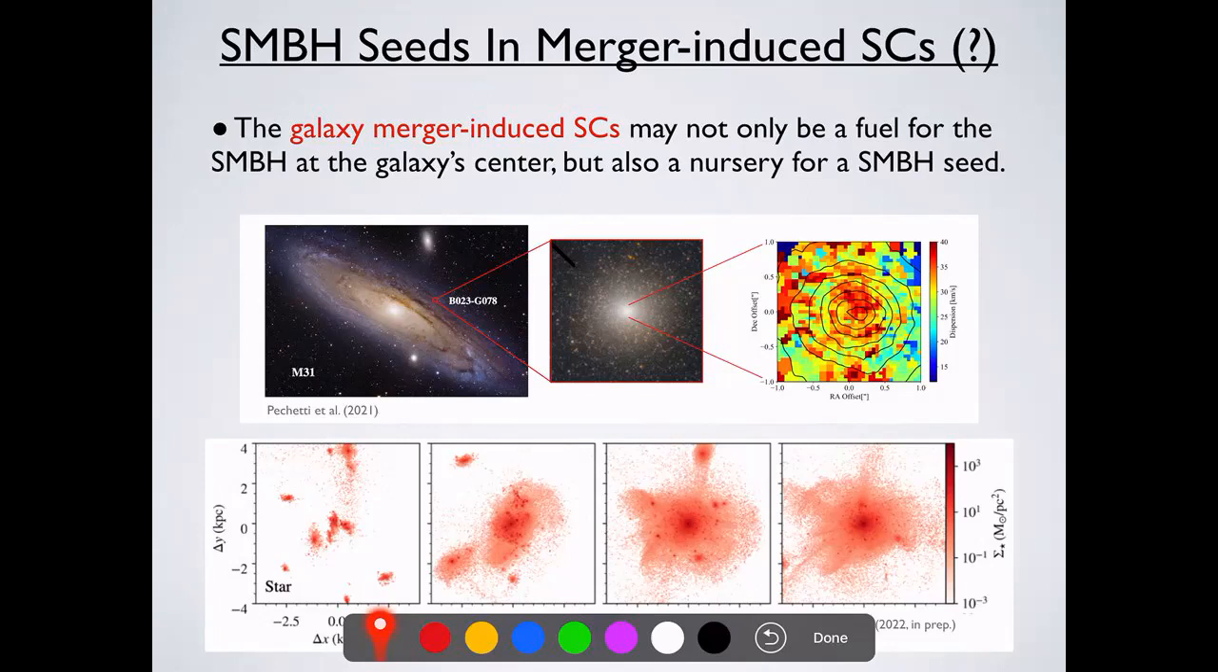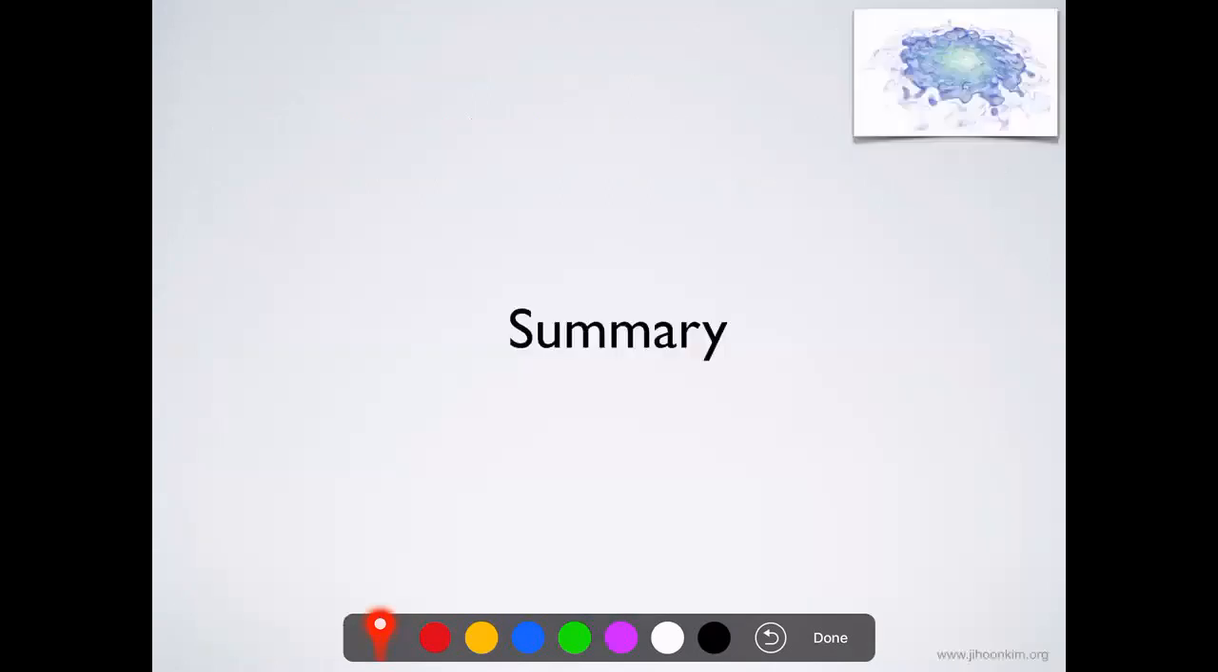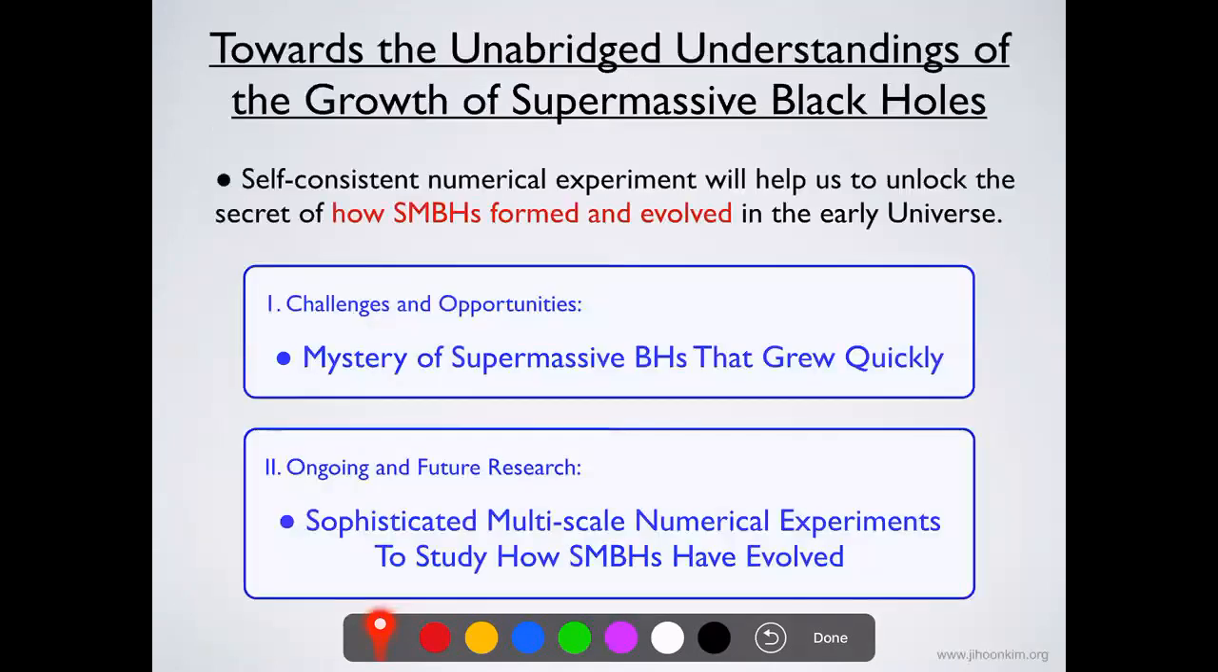And as I said earlier, the star cluster can also be a nursery for the supermassive black hole seed through successive mergers of the individual stars. So these are the new simulations that we're doing, and I'll be excited to talk about the results in the coming months. So please stay tuned. I'll just put this as a summary, and I think I'm already past the time limit.